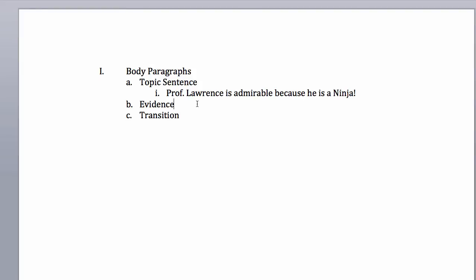Next, you have evidence for that topic sentence. You cannot have a paragraph that does not have some sort of evidence. Your evidence may be a story, it may be a fact, it may be a historical fact. It may be logical. But whatever the case, your evidence would have to be in support of your topic sentence. Additionally, you would want to explain why your evidence proves your point.